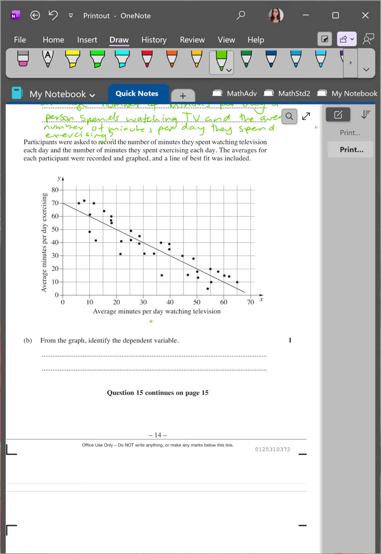So in this set of data for this experiment, we are changing the number of minutes per day someone watches television, and then we see as a result of that how much they exercise. So the result of the thing that we control, the dependent variable, is the y-axis, and you're going to find that the dependent is always the y, and the independent is the x. So from the graph, the dependent variable is average minutes per day exercising.